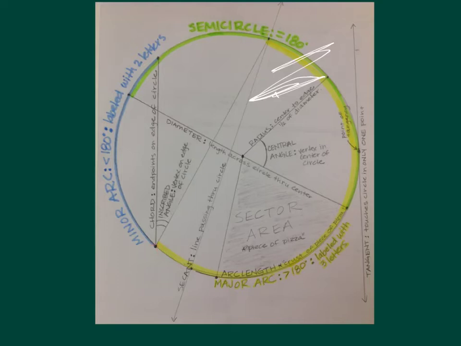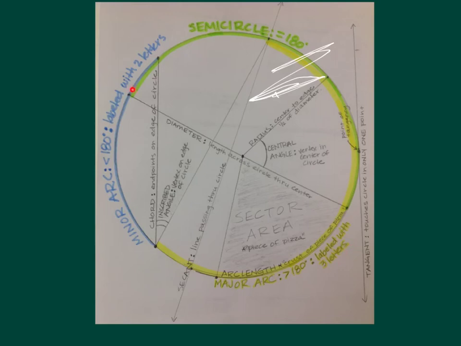Okay, so now let me point out this arc here. This one is called a minor arc. Okay, and this one has the condition that by definition it is less than 180 degrees, and it is labeled with two letters. Okay, and let me point out this arc here. This arc is called the major arc. This arc is greater than 180 degrees, and it's labeled with three letters.